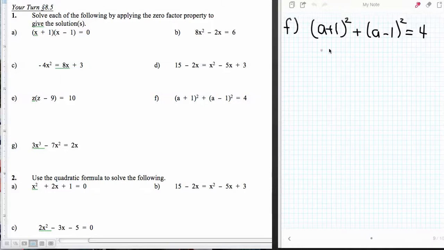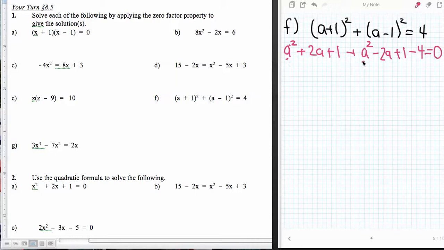For our next example, we have to expand both of these out and bring the 4 over here. So when I square a binomial, I get a trinomial. A squared plus this times 2, 2a, plus 1 squared, which is 1, plus a times a squared, which is a, minus, because this is a minus, 2a plus 1, and then I'm going to bring the 4 over as a minus 4. And so now I'll combine like terms.